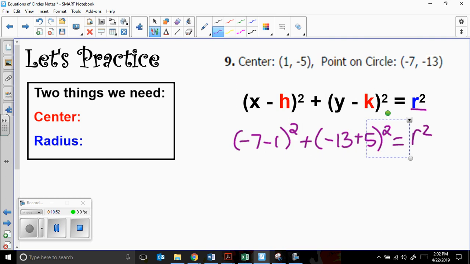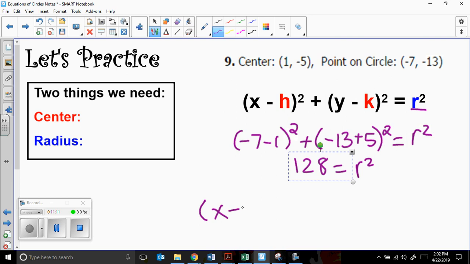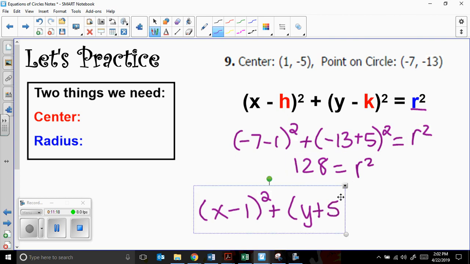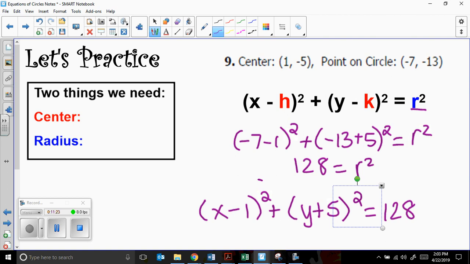Okay, so now we're just going to type all this in Desmos to figure out what r squared is, or you can do it step by step. And so when we do that, we get that 128 is equal to radius squared. So now that we know what that is, we can now write our equation. So we're going to do (x minus 1) squared, because we're going to use the center, plus (y plus 5) squared equals 128. And so that is the equation of the circle.